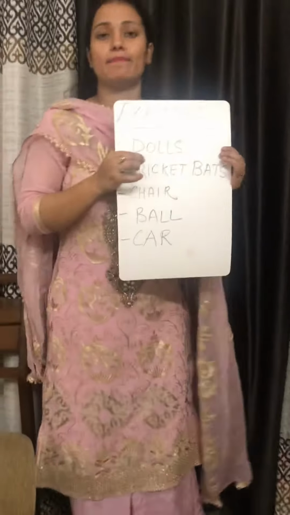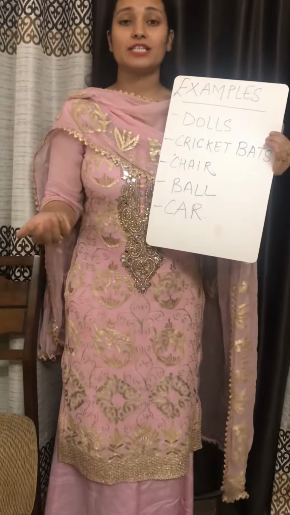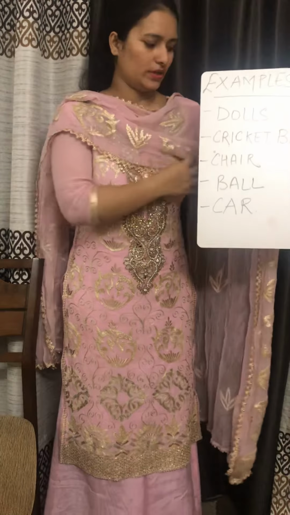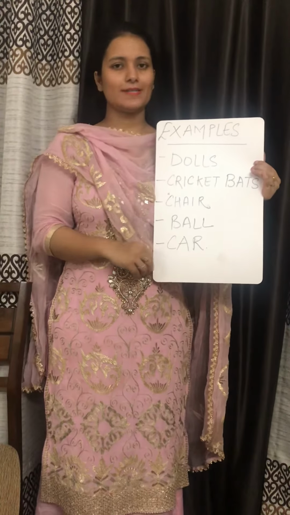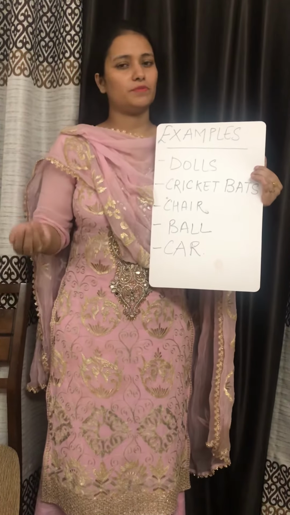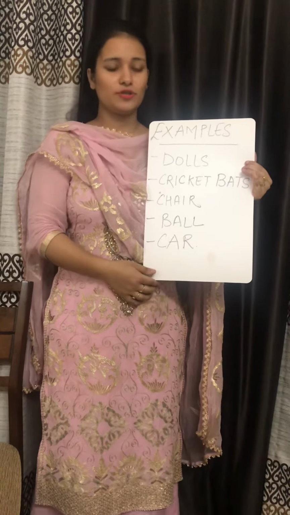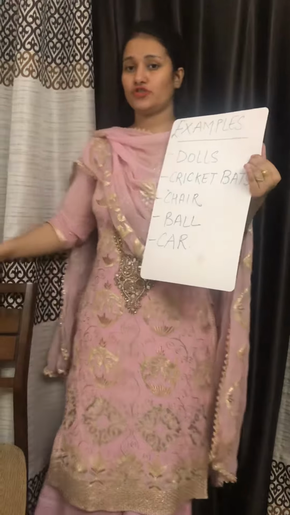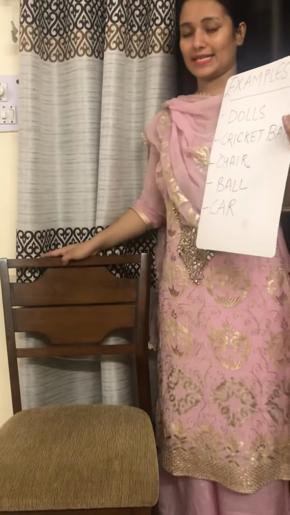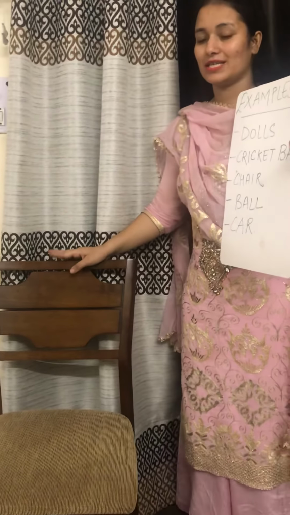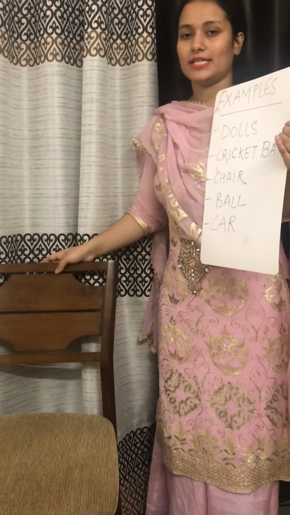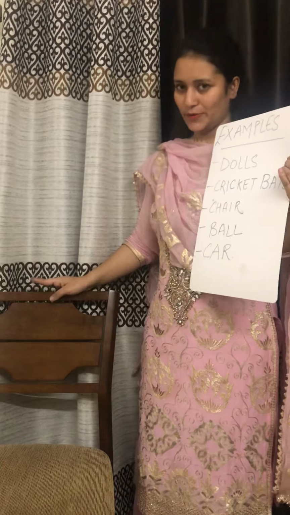Then cricket bats, the bats which you use to play with. Cricket bats are also known as non-living things because they do not grow, they do not breathe, they do not need food, they do not reproduce. Then chairs. A chair is also an example of non-living things because it does not grow, it does not breathe, it does not need any food, it does not reproduce.